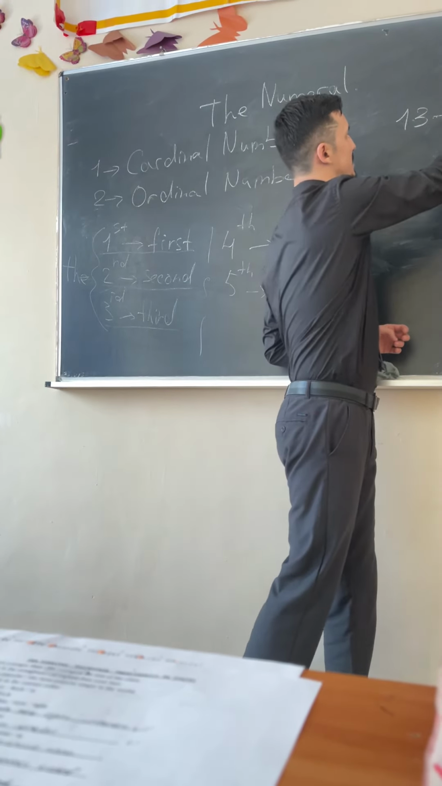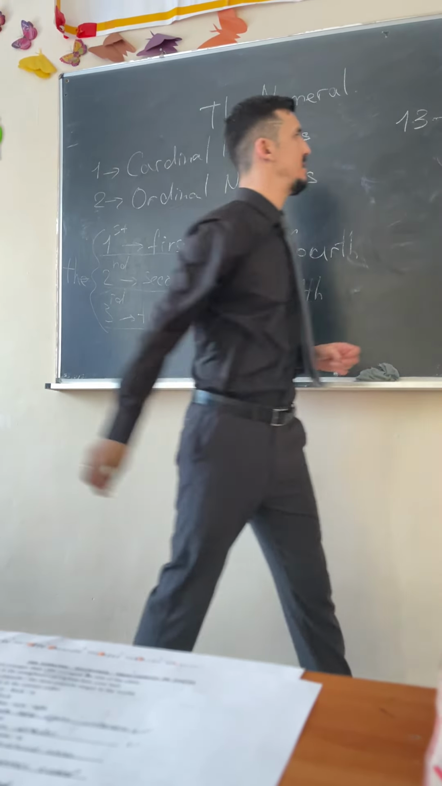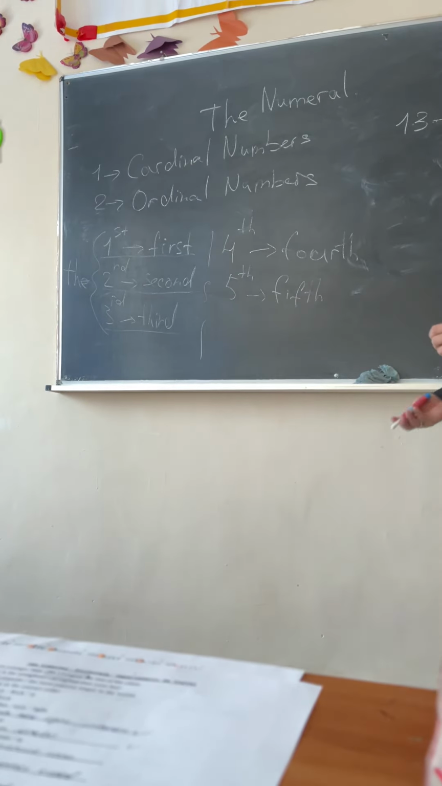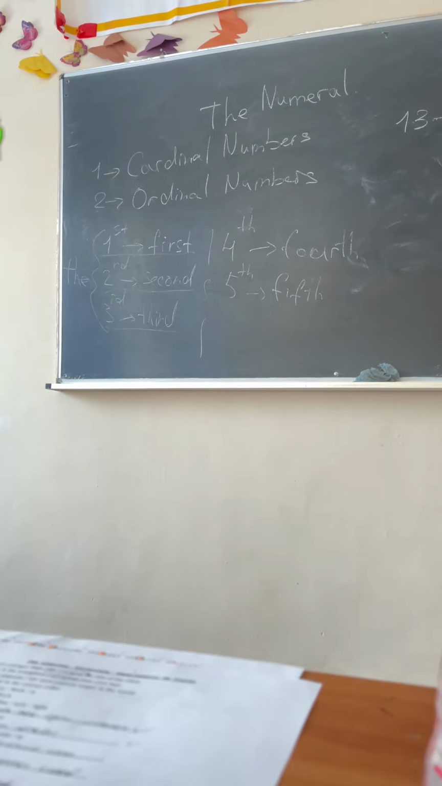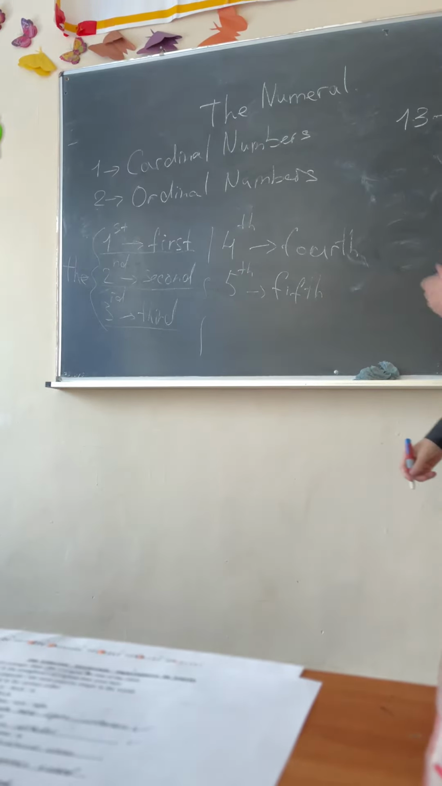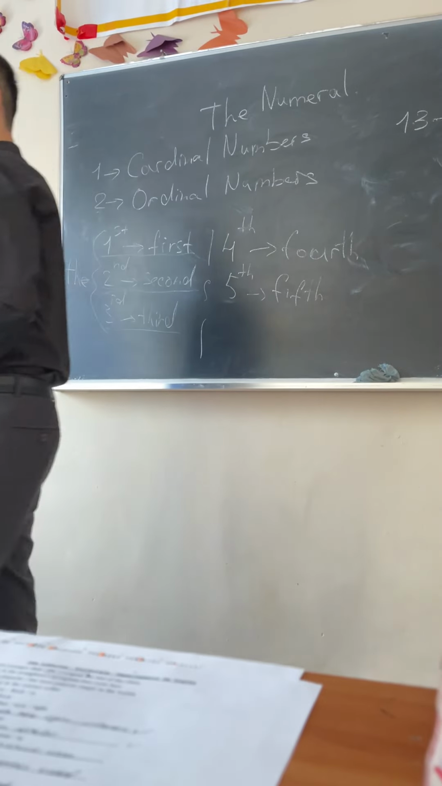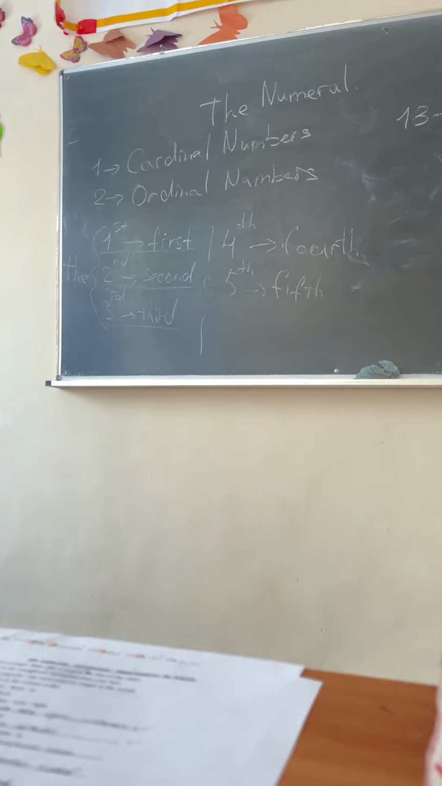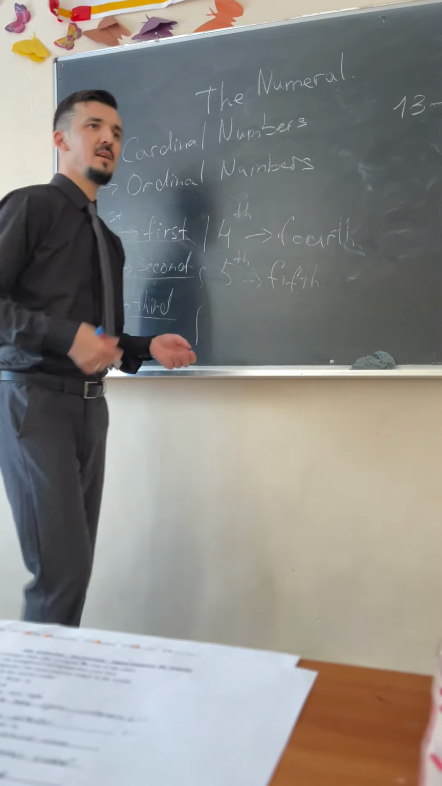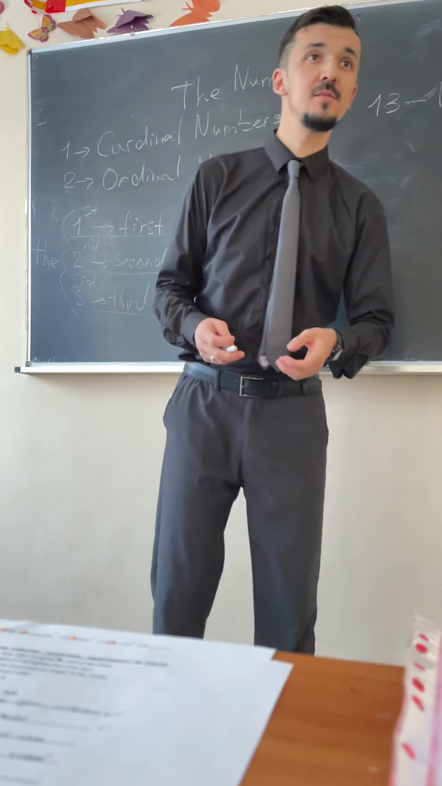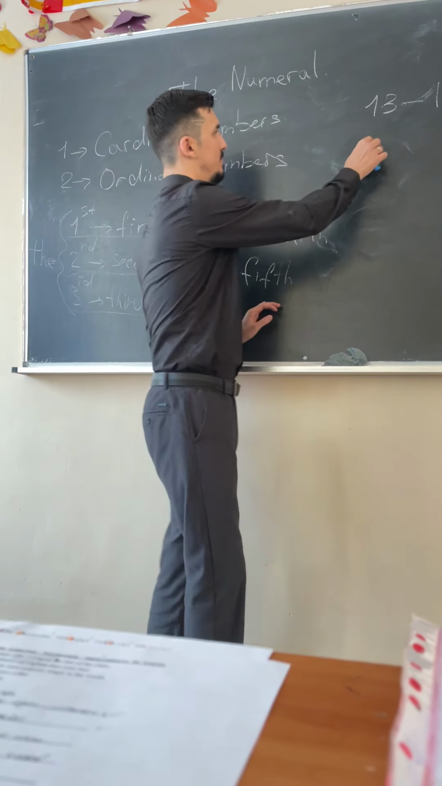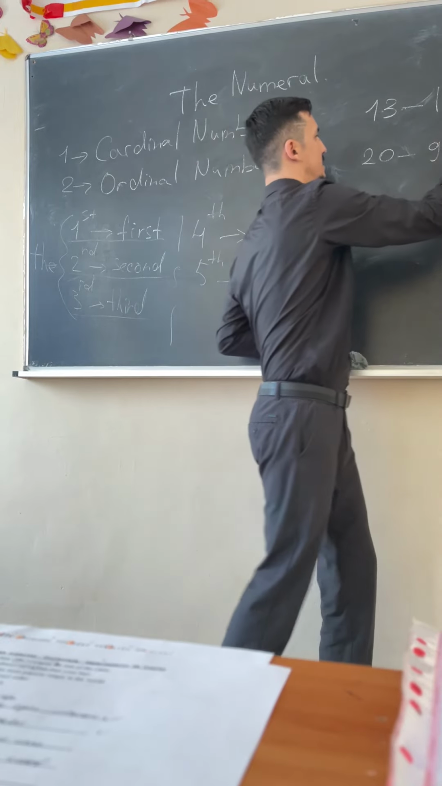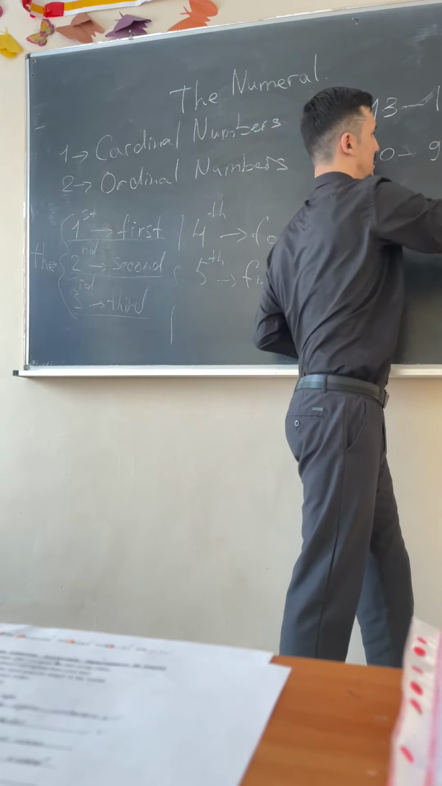And what about the cardinal numbers from 13 to 19? We add what? Teen at the end. For example, 11, 12, and then 13, 14, 15, 16, 17, 18, 19, and 20 goes on, yes? And then 21.